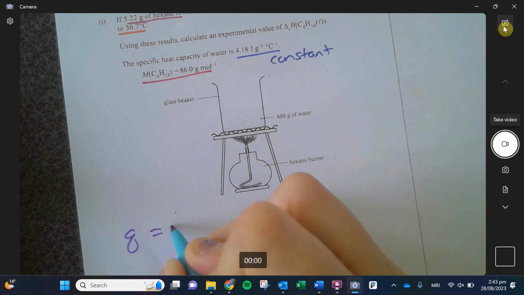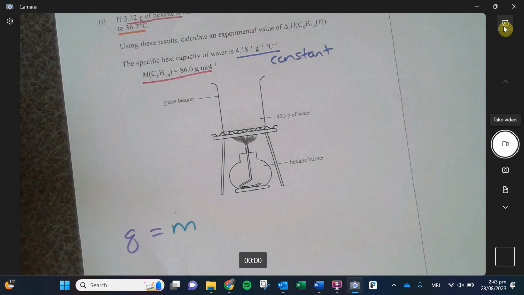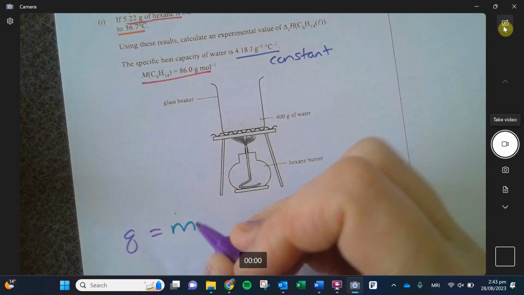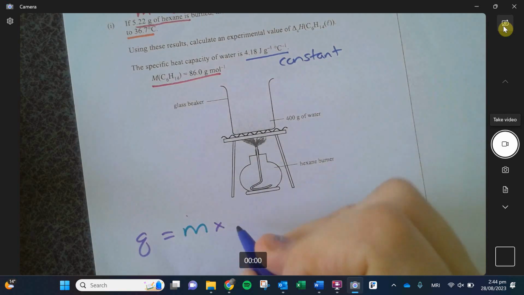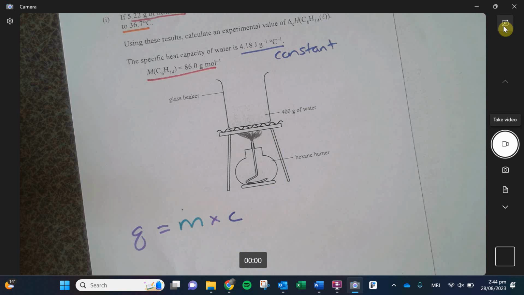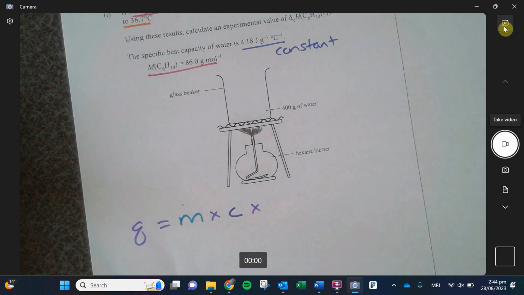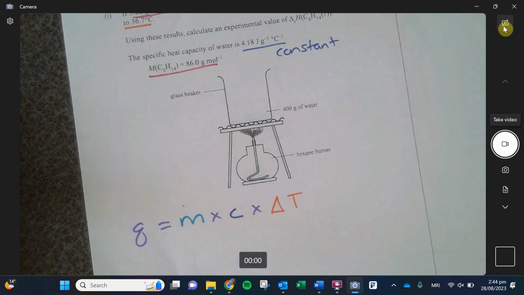I'm going to try to keep to my color code, m, times the heat capacity of water, which is my c, times the temperature change of that water. So that's my first equation. Q equals m times c times the change in temperature. Are we okay with that so far?